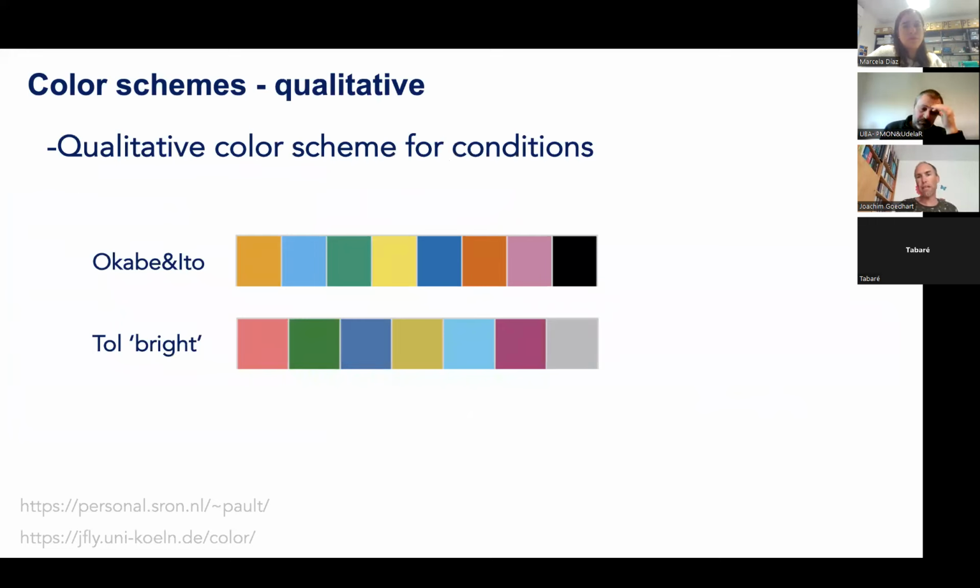So some examples of colorblind color scales are these two. They're made by Okabe and Ito, and by Toll. And they were especially made as colorblind friendly color schemes. So I use these quite often. And especially this Okabe Ito is becoming more and more popular. And it's also the one that I really like. So that works very well for me.